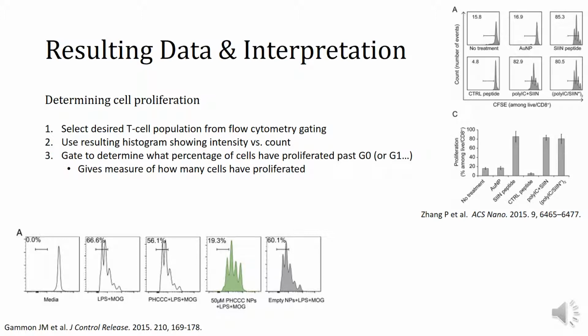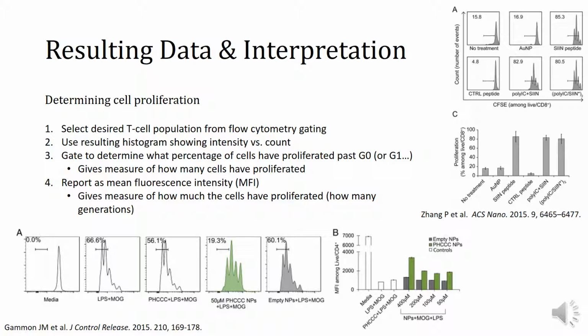If you look at each of these histograms, you can see that there are distinct peaks where generations of cells have proliferated, and using those peaks, you can get an idea of what percentage of cells have proliferated past G0 or G1 or whatever generation you're looking at. If you're looking at Josh's paper on the bottom, he chose to do it after the third generation. So it gives an idea of how many cells have actually proliferated.